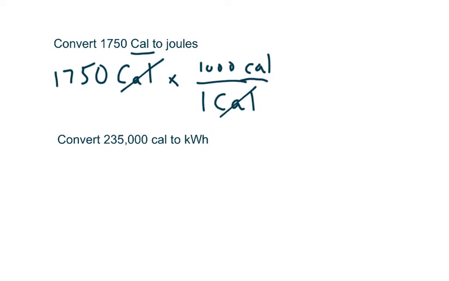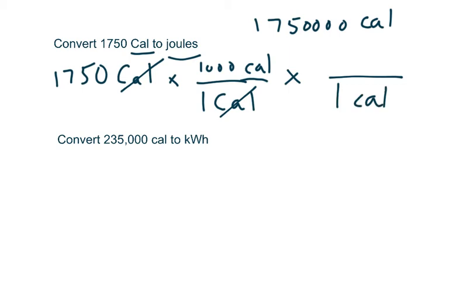right now it's going to become a very big number. It's going to be 1,750,000. Now, if you want to do this in one step, because we do want to go to joules, then the next conversion is we want to get rid of the word calorie. So 1 calorie has 4.184 joules.